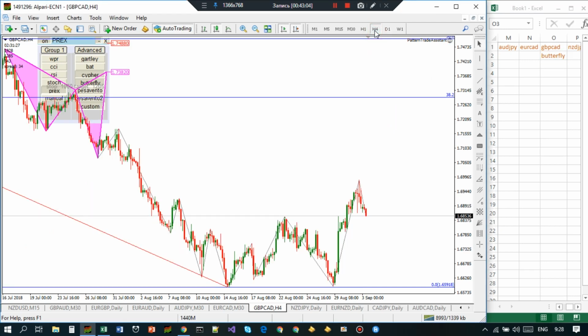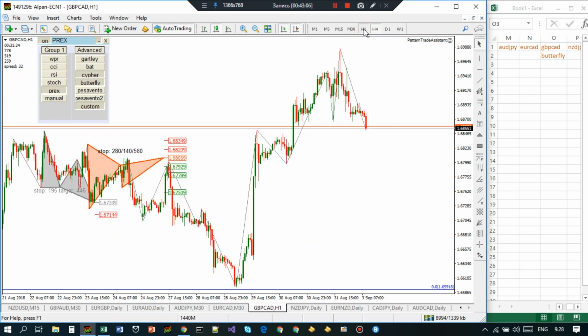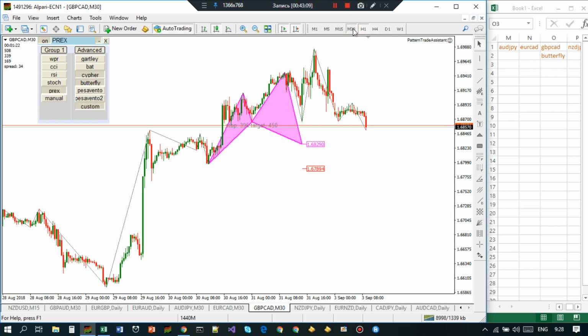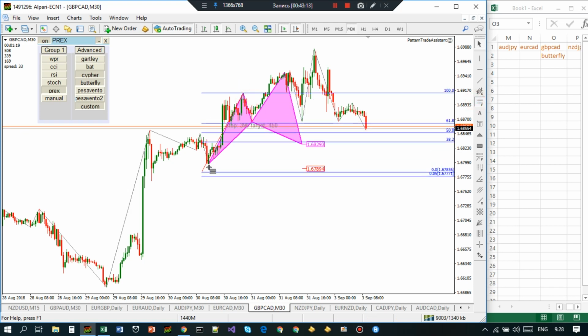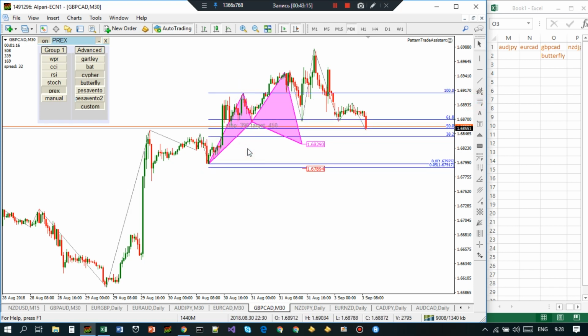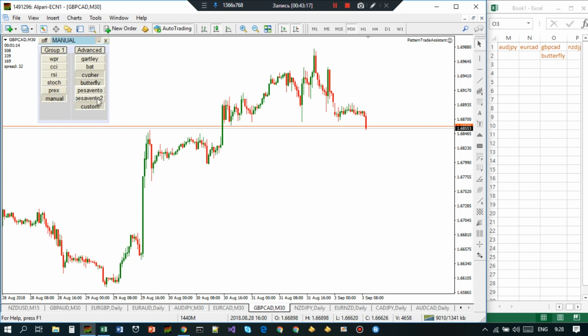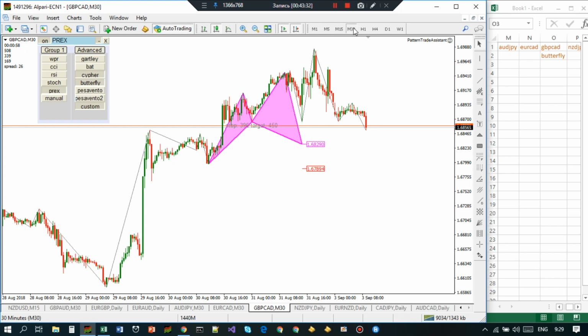Then we go to 4 hour, have nothing. 1 hour is nothing, and 30 minutes. I suppose the cipher was invalidated, so I'll simply check it this way. If you draw it manually all the way to the upside, it is invalidated. Okay, I don't go lower than 30 minutes.